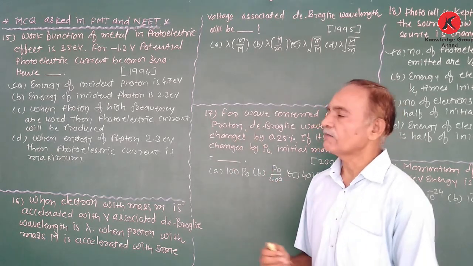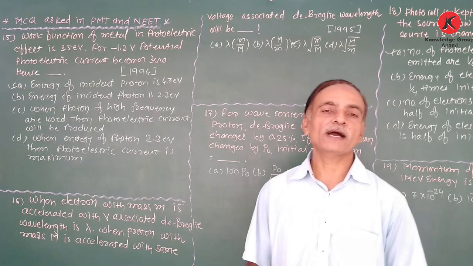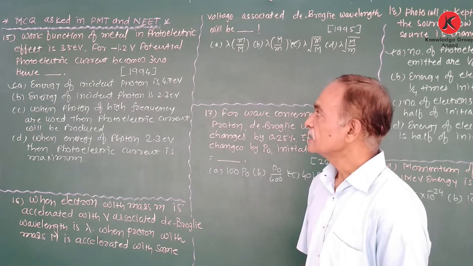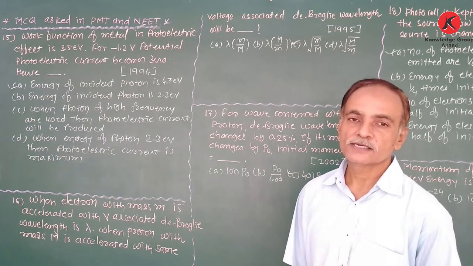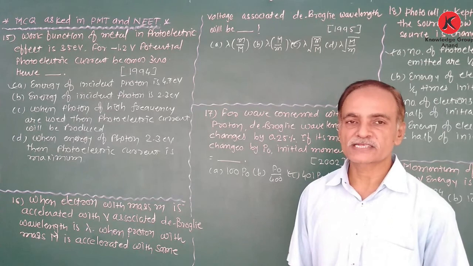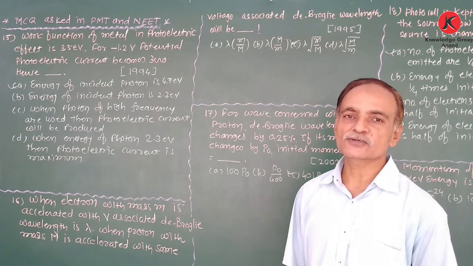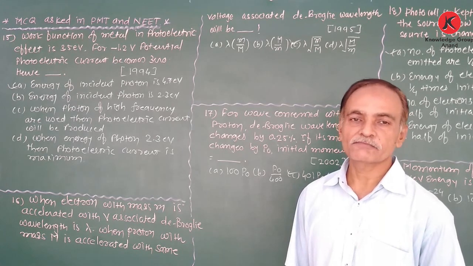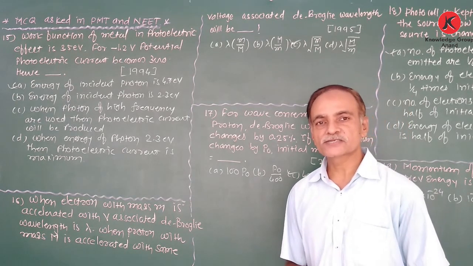Again, here the work function of a metal in the photoelectric effect is given as 3.5 electron volt. As we apply the potential difference of minus 1.2 volt, the photoelectric current becomes zero. Actually, this is the stopping potential. We apply this type of negative voltage, so the photoelectric current becomes zero. Therefore, no photoelectron reaches the collector.